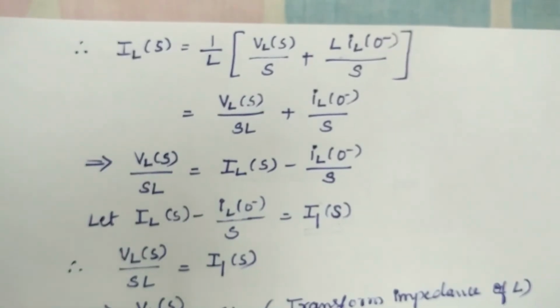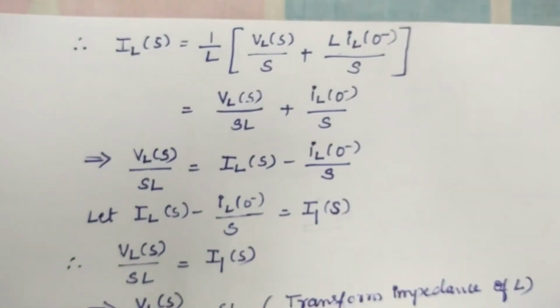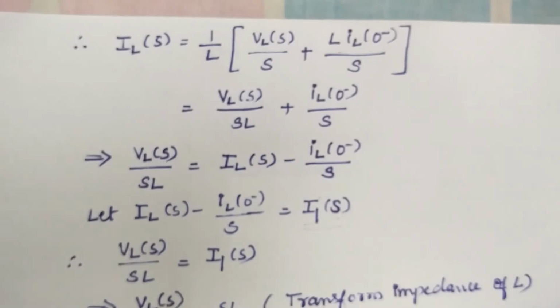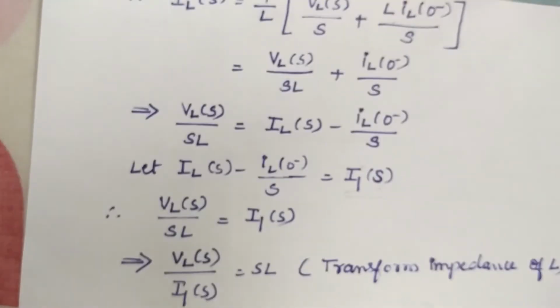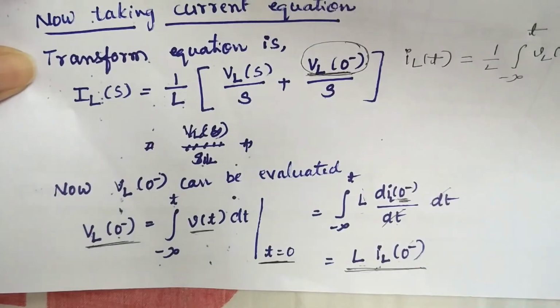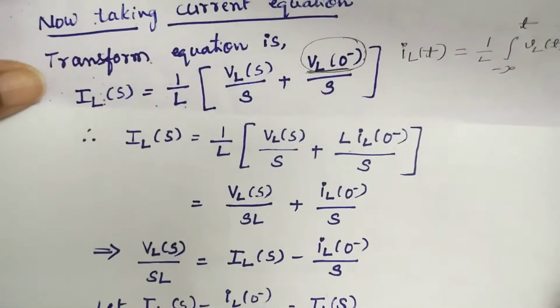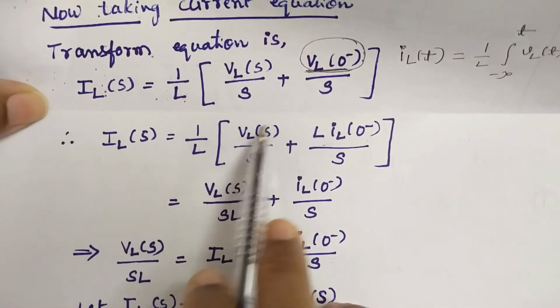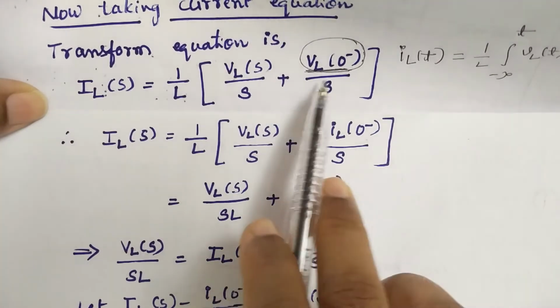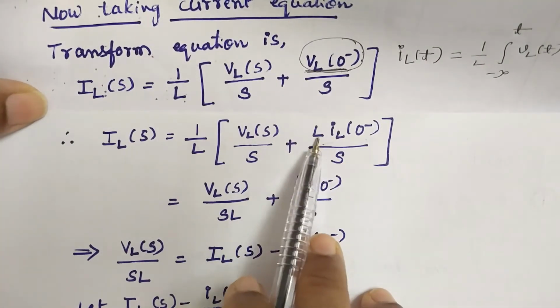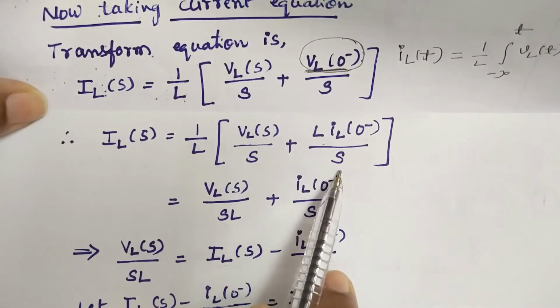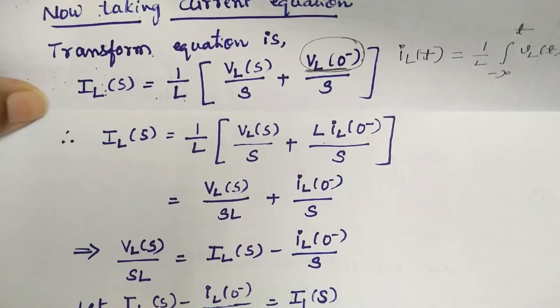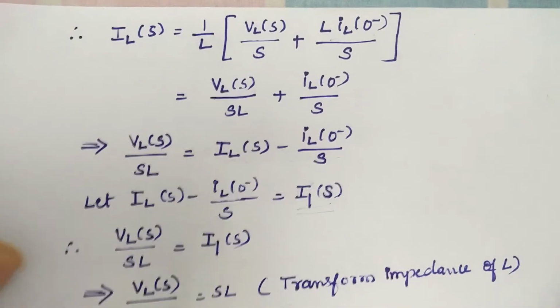Okay. I'll show the previous slide once so that you can understand it better. See. So this is the current equation, right? So see here. This is IL of S is equal to 1 by L, VL of S by S plus, instead of VL of 0 minus, what you can write? L into IL of 0 minus by S. Is that clear?